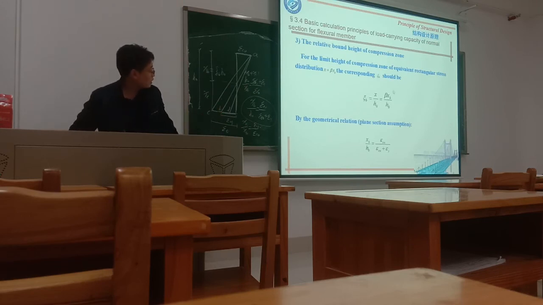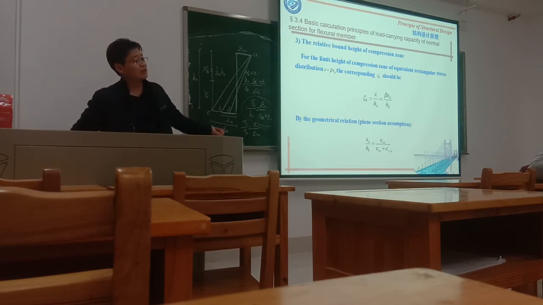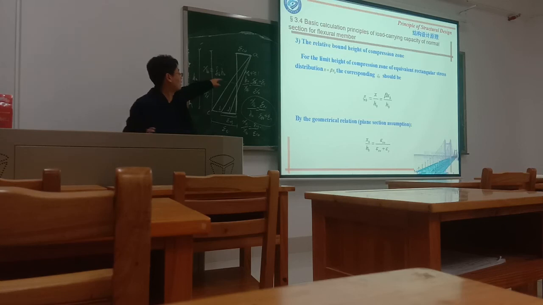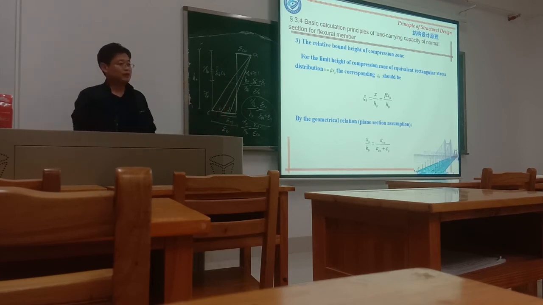Because in this formula, you can find it in the code. Epsilon cu, epsilon y actually depends on the material. So that means we don't need to calculate xb, we don't need to calculate the real height of the compression zone. We can get this Cb, the boundary condition, with Cb.